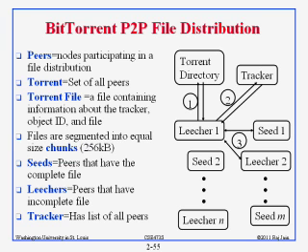So alright, I think we already talked about how BitTorrent works. The peers are the nodes that participate in a file distribution. Torrent is the set of all peers. Torrent file is the file which contains the name of the tracker and all the file details and everything else. Files are segmented into equal chunks.